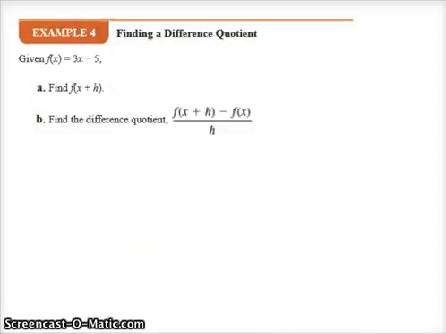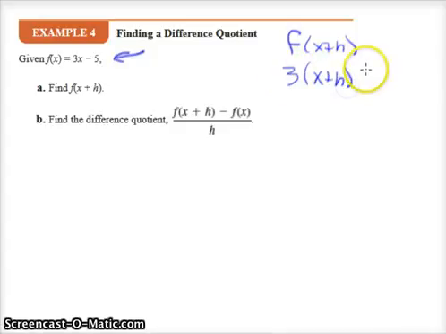Now here's example 4. Given f of x, now we have a function right here, find f of x plus h. So wherever I see an x in f, I'm going to put an x plus h. That is going to be 3x plus 3h minus 5. That's f of x plus h.